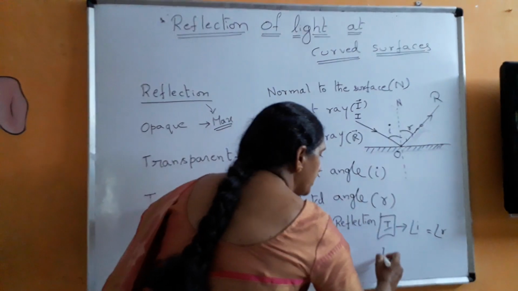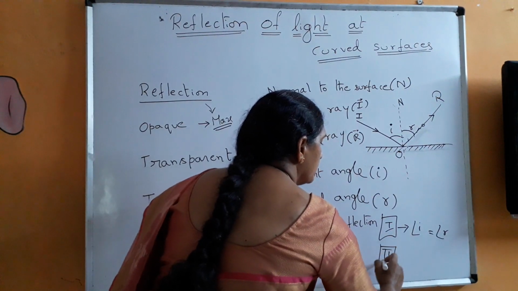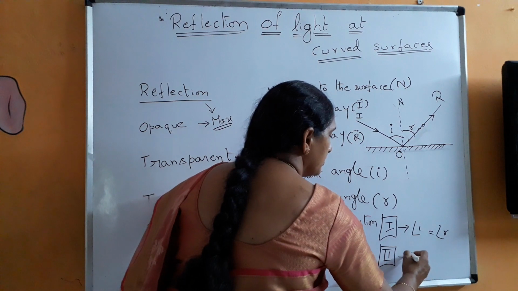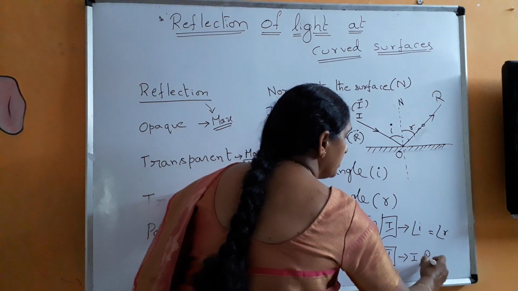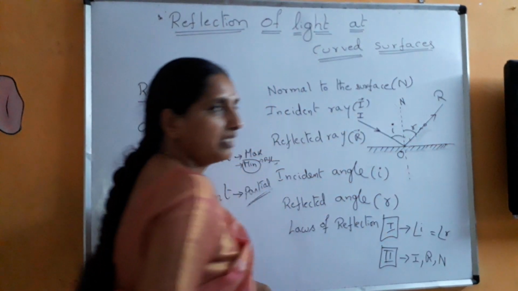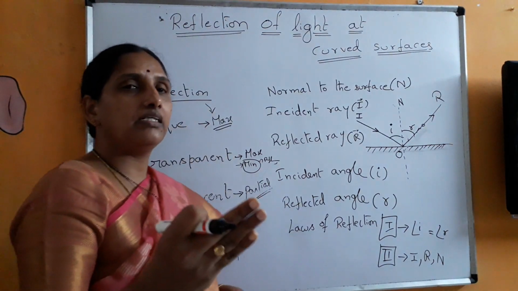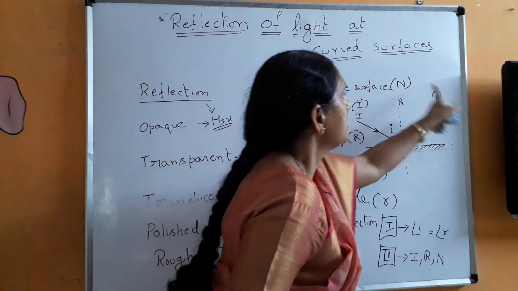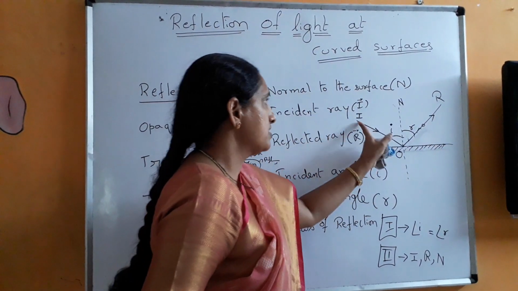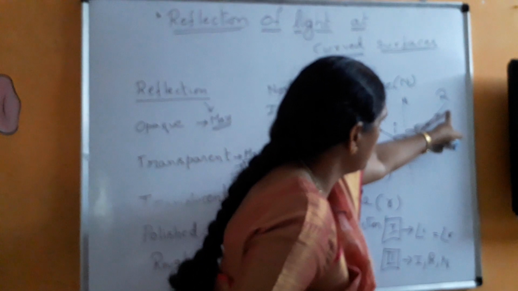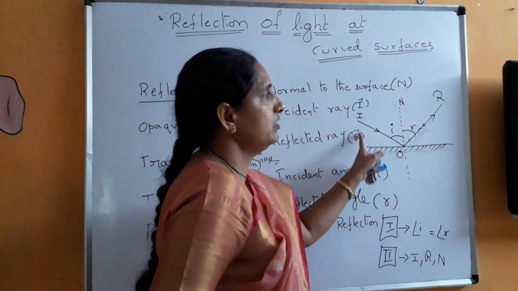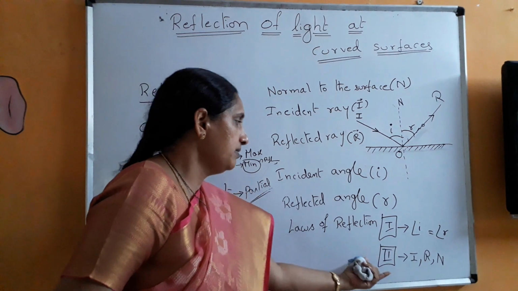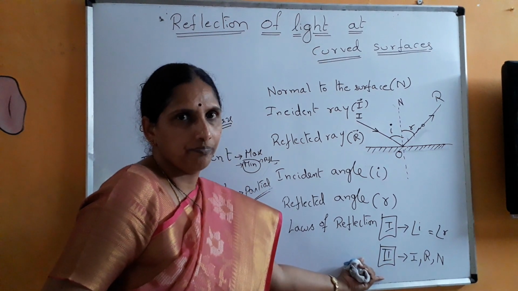Then the second law is: the incident ray, reflected ray and normal, all these three should lie in the same plane. Incident ray, reflected ray and the normal all lie in the same plane. This is the second law of reflection.